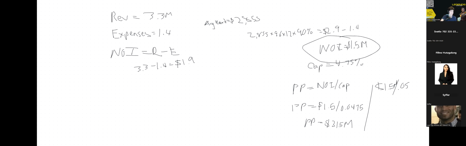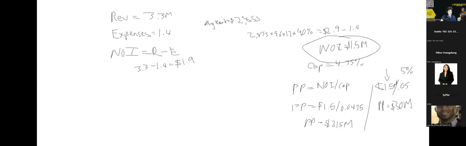And then we were doing a hypothetical just around if I wanted to buy it at a 5 cap, how much would I have to pay for it? So the NOI is still 1.5 million, but I now want to buy it at a 5 cap. So 5% as a decimal is 0.05. Perfect. So yep, the purchase price is going to be 30 million if I want to buy it at a 5 cap.